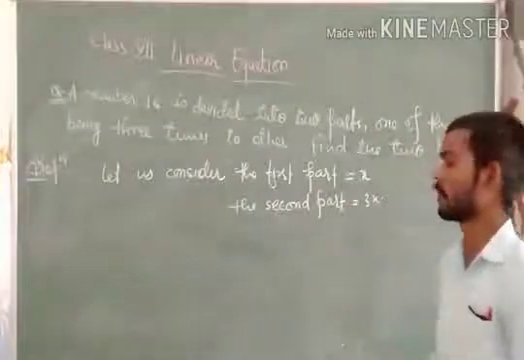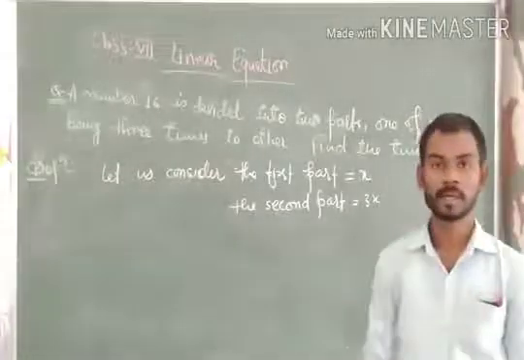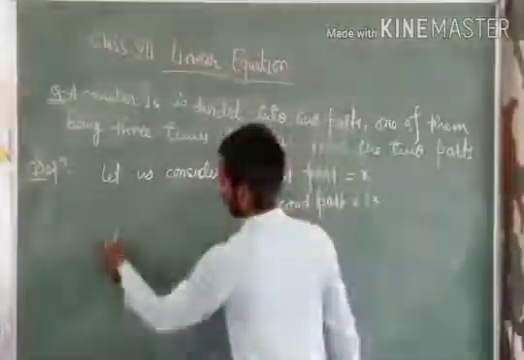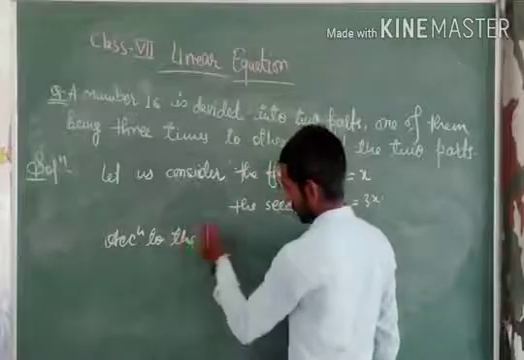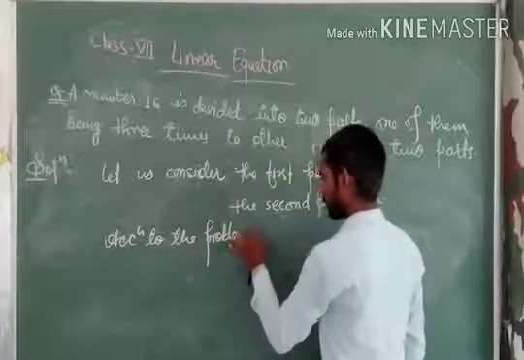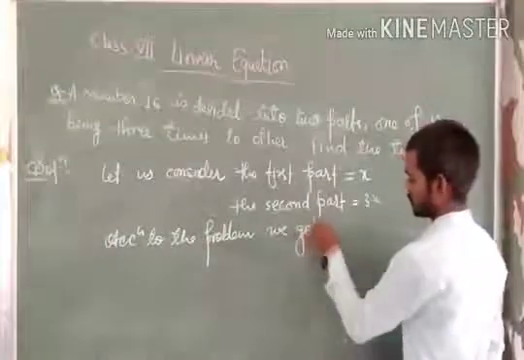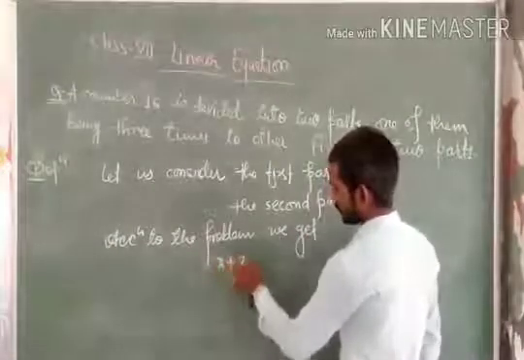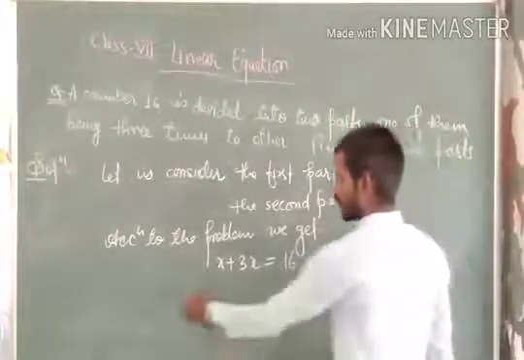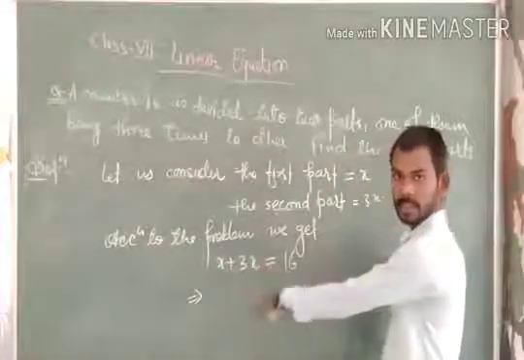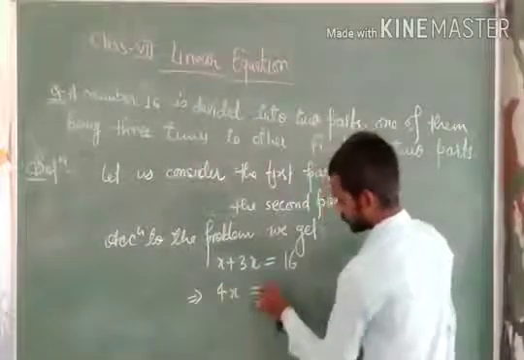Now we find the linear equation by which we have to find the value of those two parts into which 16 has been divided. So according to the problem, we get x plus 3x is equal to 16. This implies x plus 3x is equal to 4x. So we get 4x is equal to 16.